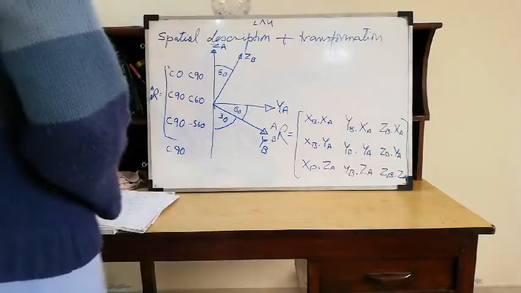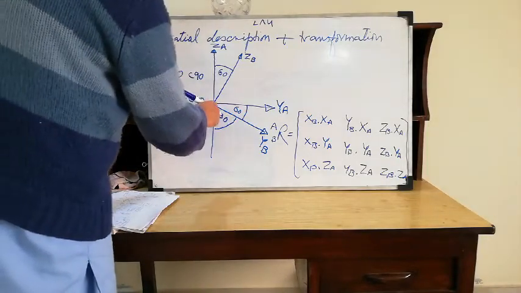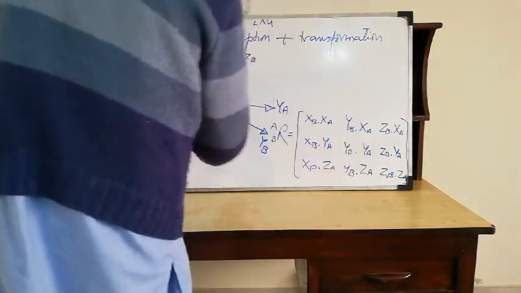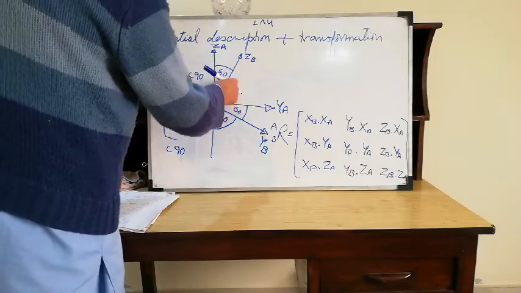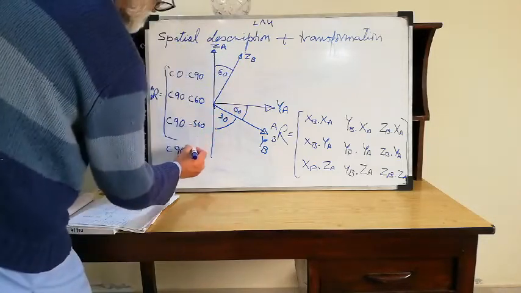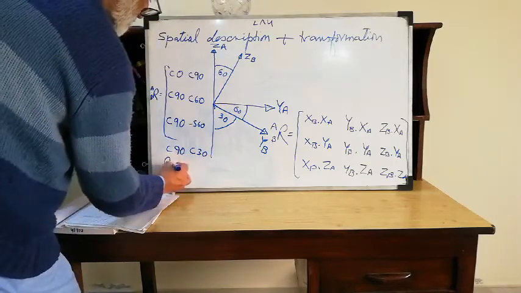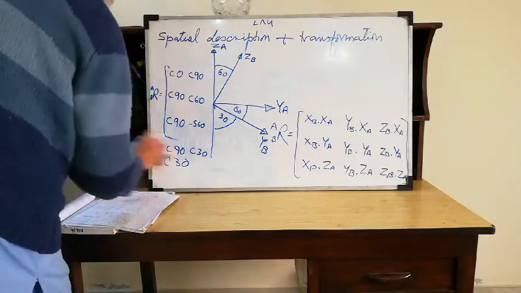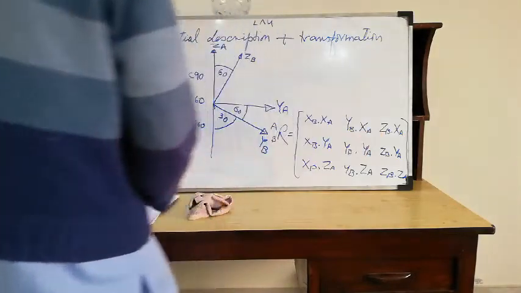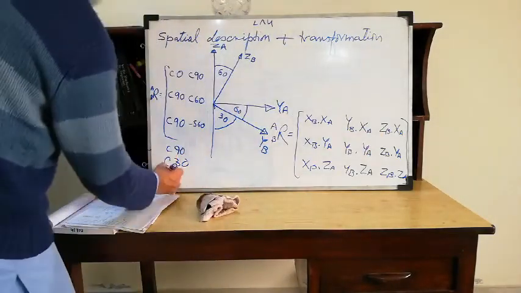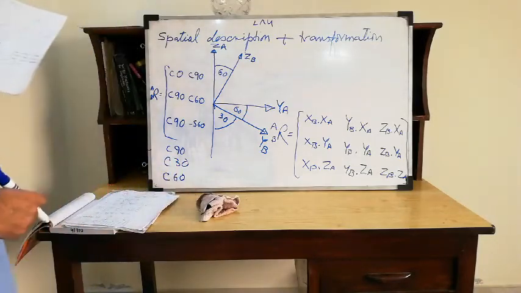ZB dot YA, that angle is 30 degrees, so this is cos of 30. ZB dot ZA is cos of 60. So this is what we got here.